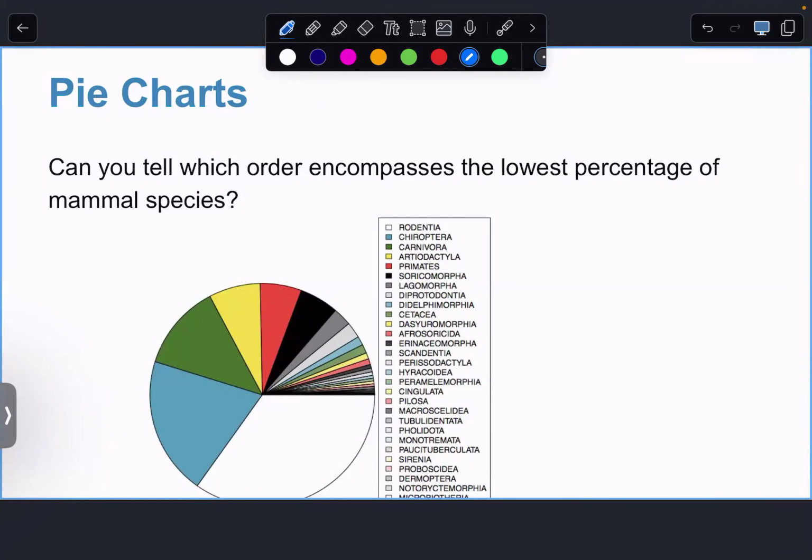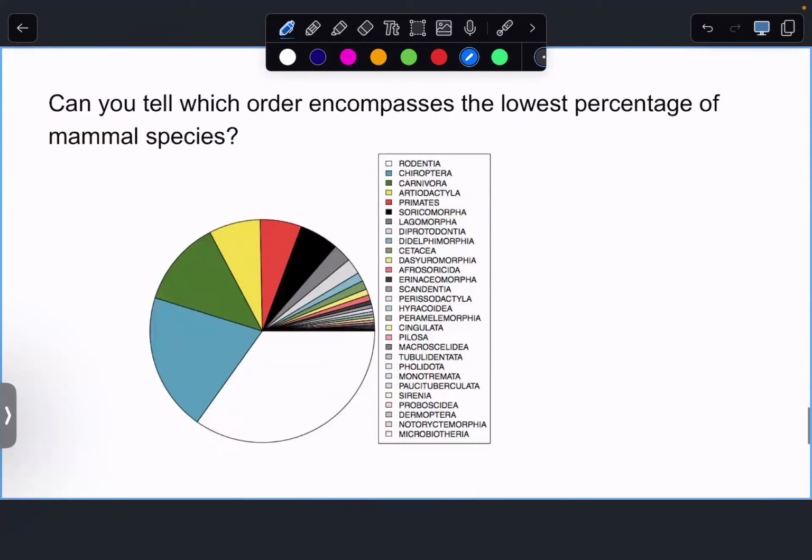So pie charts. I don't like pie charts either. Why? Well, because they're hard to read, right? And the textbook's pretty cute. It says this is the only pie chart you'll see in this entire textbook, and it's just to basically bash pie charts. Can you tell which order encompasses the lowest percentage of mammal species?